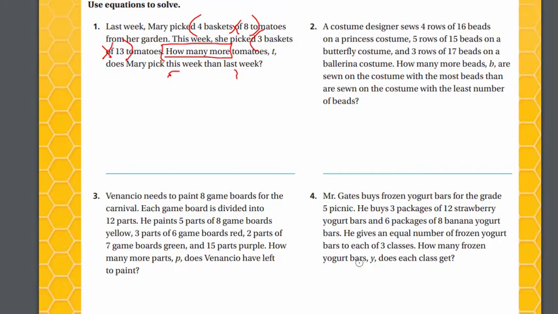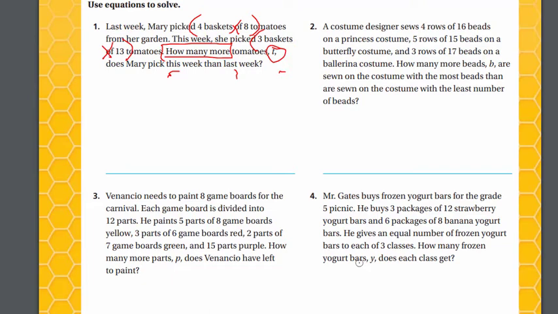Then it says, how many more tomatoes, T, does Mary pick this week than last week? You want my answer to be T. You guys don't even have to find the answer. Isn't that nice? So I've got, this week is 3 baskets of 13. Isn't 3 times 13 going to give you a bigger number? So doesn't that have to go first?